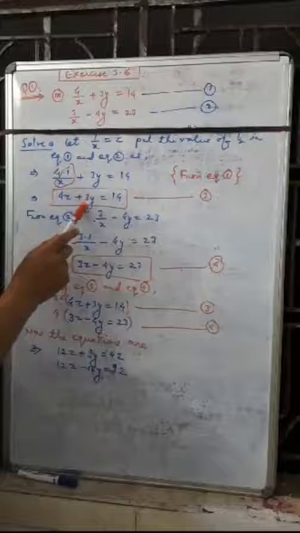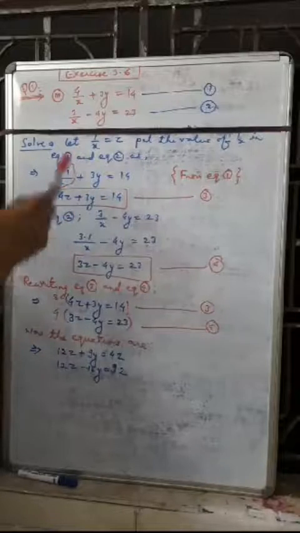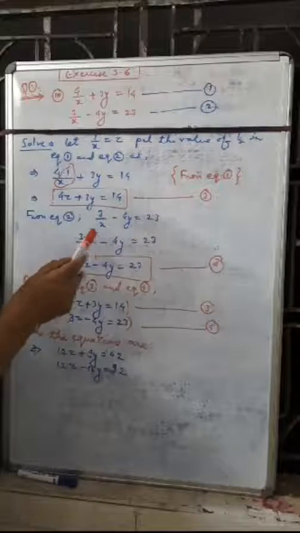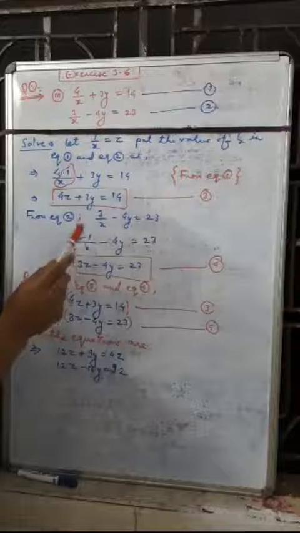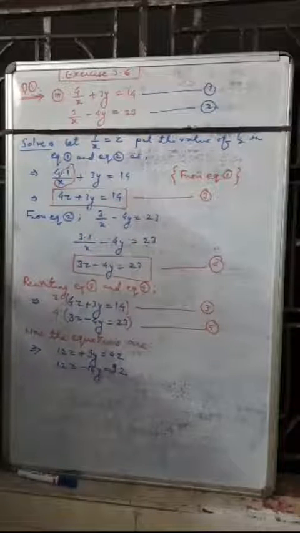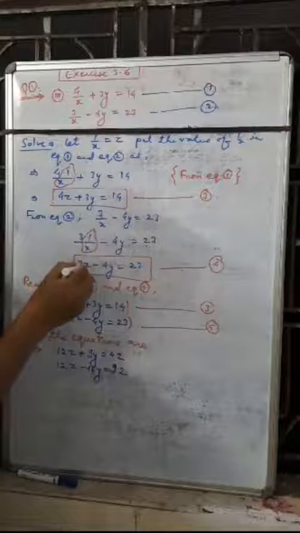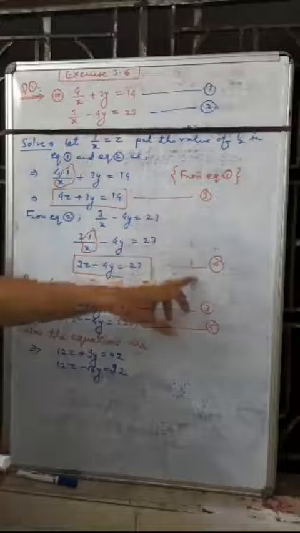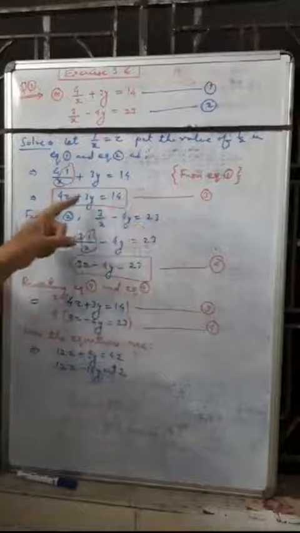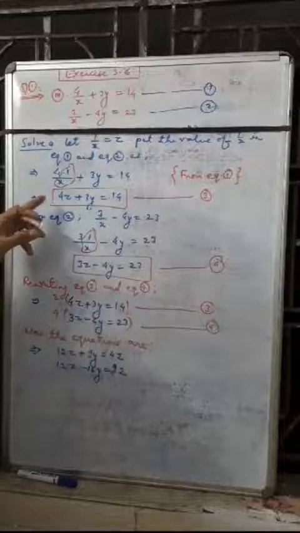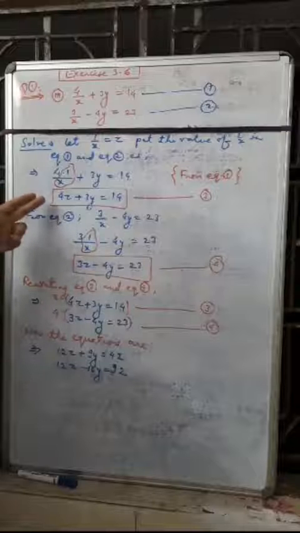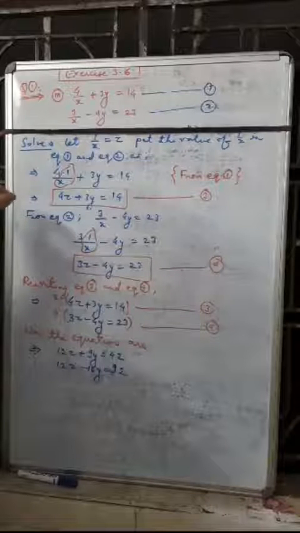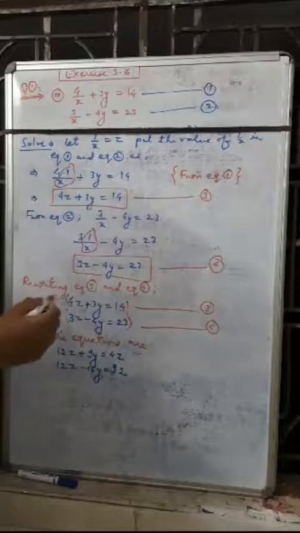So 4z plus 3y is equal to 14. From equation 2 we copy the equation again, 3 by x minus 4y is equal to 23. So we can write 3 into 1 by x minus 4y is equal to 23. Here again we put z for 1 by x. So 3 into z minus 4y is equal to 23. Now you have two more equations, 3 and 4, in standard form. We can use the elimination method, substitution method, or cross multiplication method, whichever algebraic method you like, but I am applying the elimination method here.